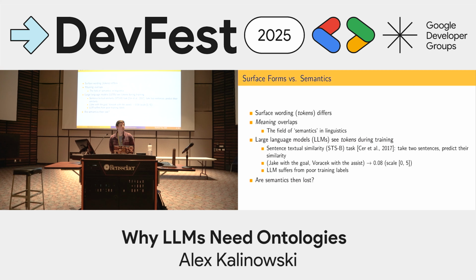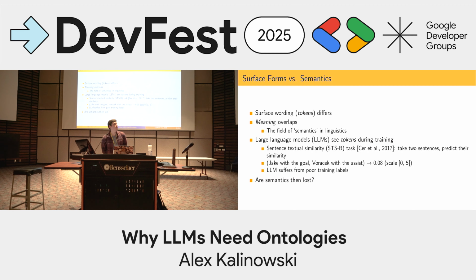So while I love the Philadelphia Flyers, I actually pulled this example from a benchmark data set called the STS, or Sentence Textual Similarity Benchmark. And the two sentences in this benchmark, Jake with the goal and Voracek with the assist, are actually semantically ranked very low when compared to each other. So we're missing here a ton of context, and if we're fine-tuning a large language model using that information, we're just feeding it bad data.